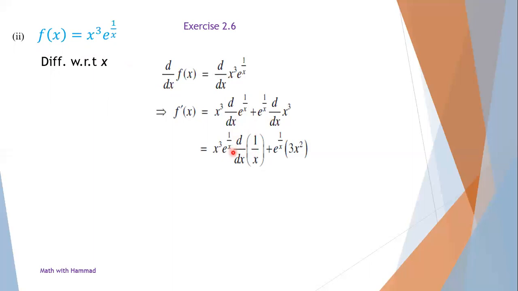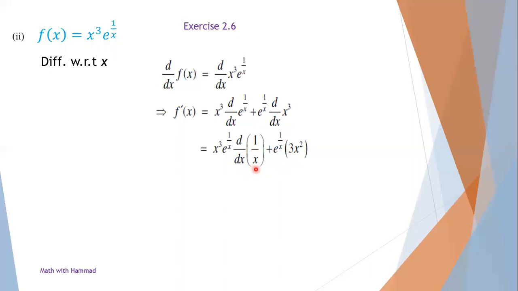Why? Because we know that the derivative of e raised to power x is e raised to power x and derivative of x. Here x is 1 by x, so we have to take derivative of 1 by x. And e raised to power 1 by x, and derivative of x cube according to power rule is 3x square.